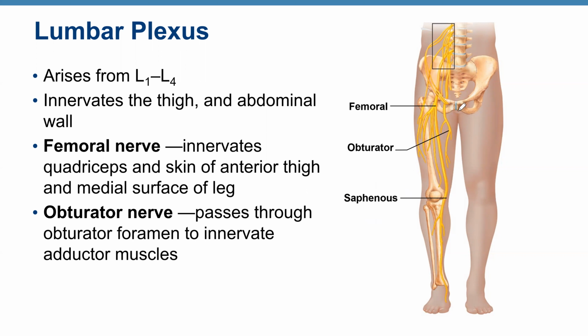And obturator, remember this opening over here, this foramen, it's called the obturator foramen. So the nerve that goes through this foramen is the obturator nerve. The obturator nerve passes through the obturator foramen and innervates adductor muscles. And where are our adductor muscles? Right here on the medial surface of the thigh.